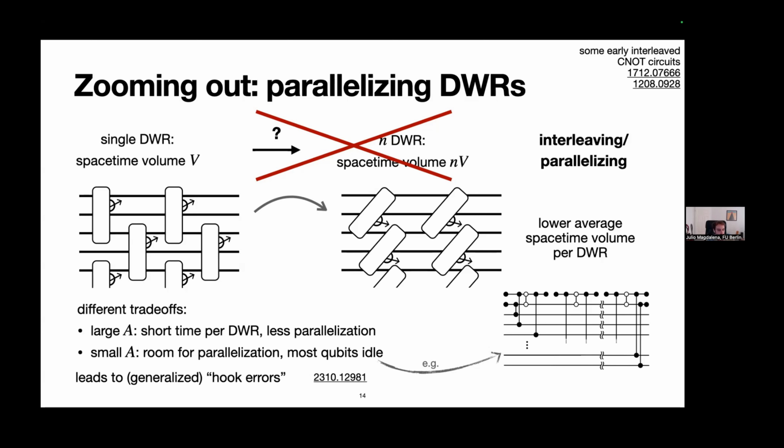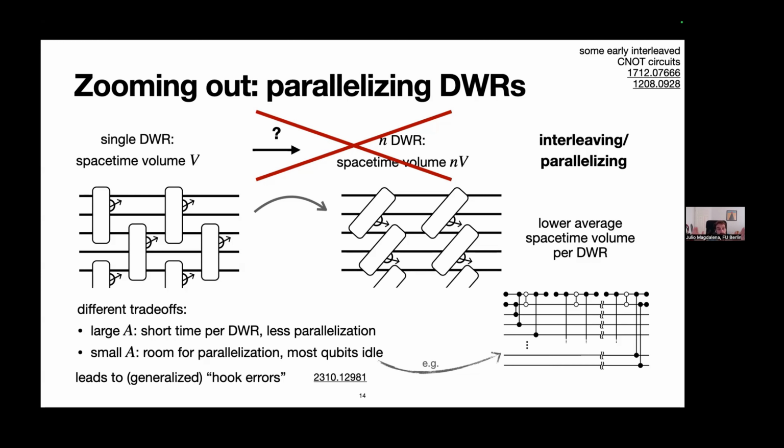One last thing, sorry. These different ways of implementing high weight measurements by many low weight measurements lead to a generalized notion of hook errors, which just means the way that Pauli errors are equivalent within a circuit. You can take a Pauli insertion and use the rules to move it around the circuit, and they are all equivalent.